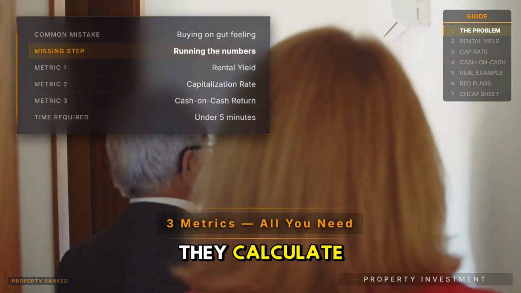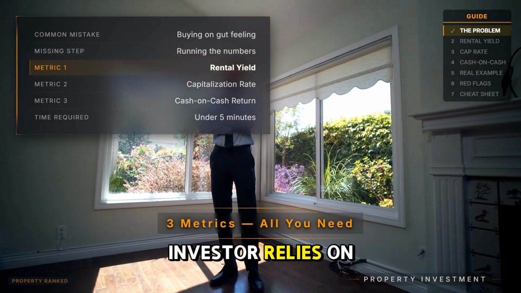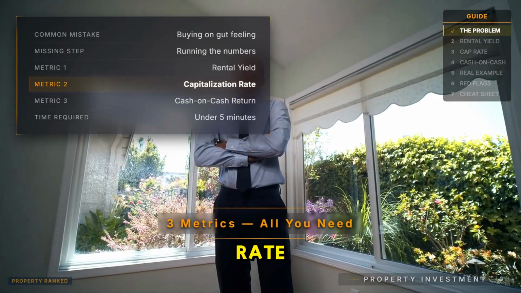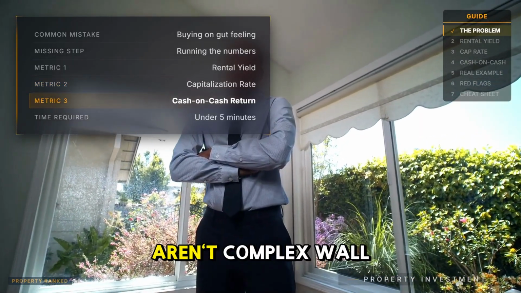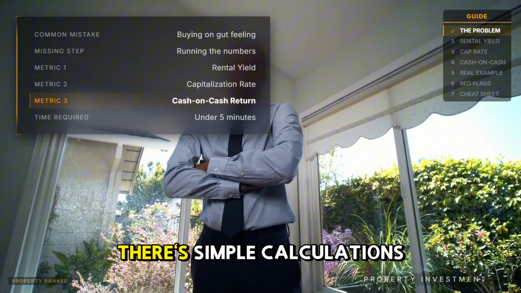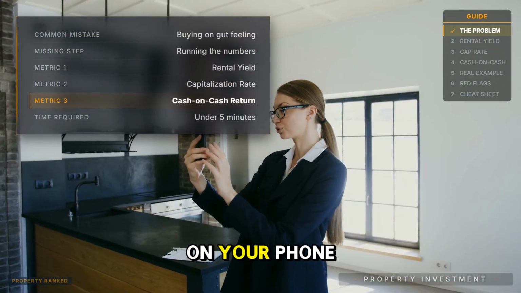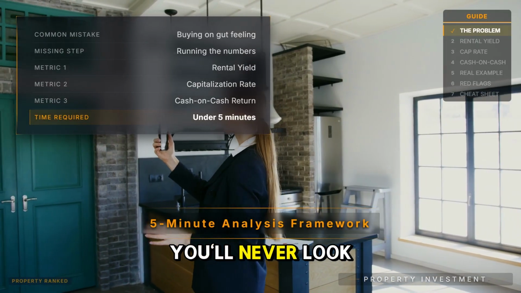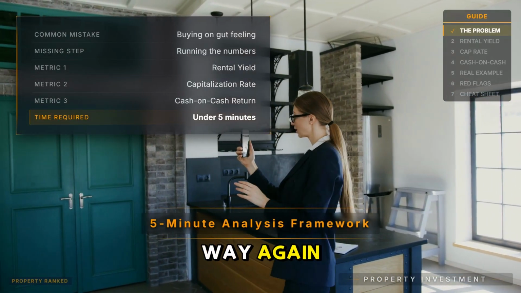They calculate. Every serious property investor relies on 3 core metrics: rental yield, capitalization rate, and cash-on-cash return. These aren't complex Wall Street formulas. They're simple calculations you can do on your phone in under 5 minutes. And once you understand them, you'll never look at a property listing the same way again.